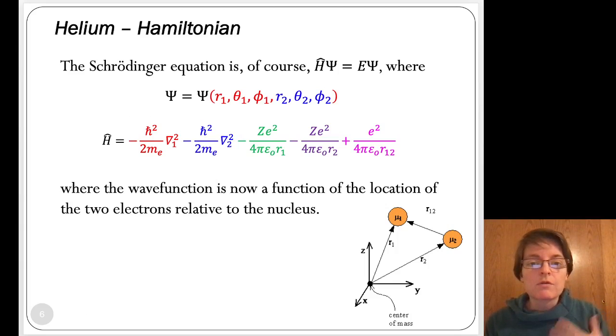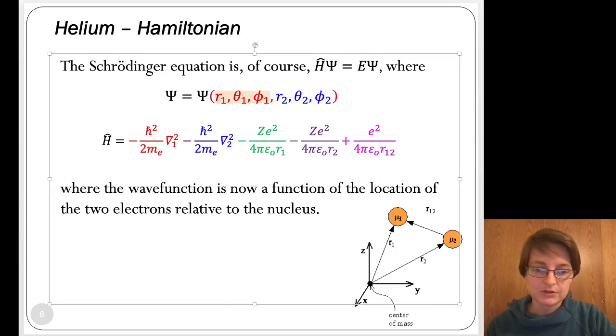Okay, so if we're going to try and solve Schrödinger's equation, we need to think a little bit about our wave function. And because I have 2 different particles now, each of those particles has to be described in terms of its respective coordinates. So I'll have 3 coordinates that describe the position of electron 1, and 3 coordinates that describe the position of electron 2.